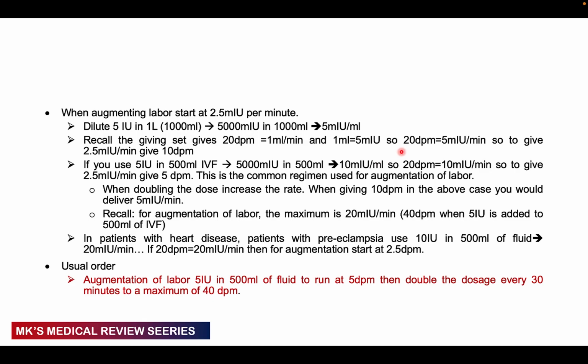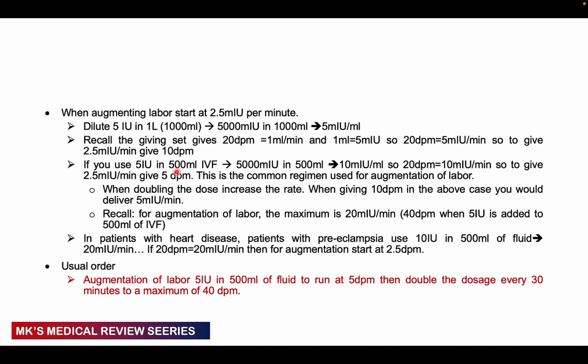But remember, each of those giving sets is going to be giving you 20 drops per minute. So in essence, our 20 drops per minute is going to be giving us 10 milli international units per minute. But remember, we want to start to give at 2.5. So we want to reduce this 10 to 2.5. So we simply divide this by 4. So if we divide both sides by 4, we're going to get 2.5 milli international units per minute, meaning that we translate that to give 5 drops per minute.